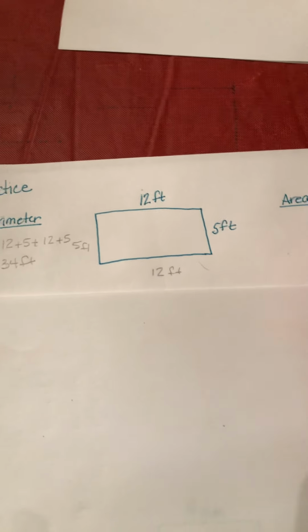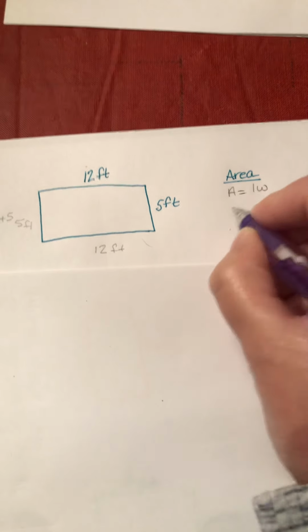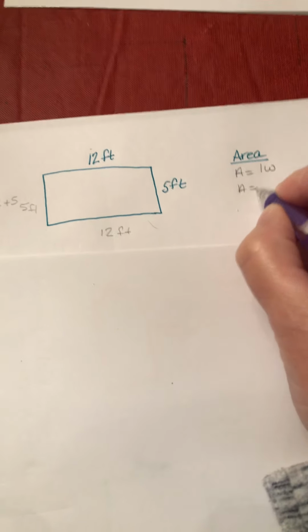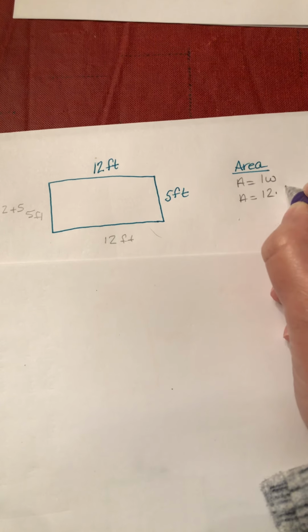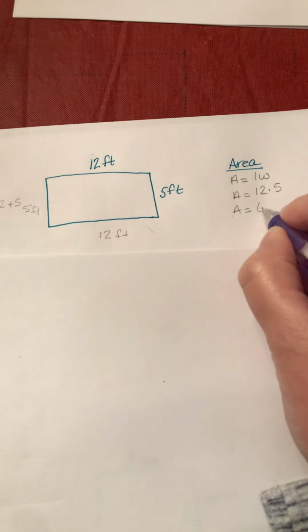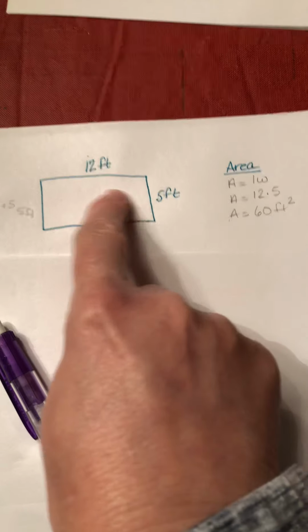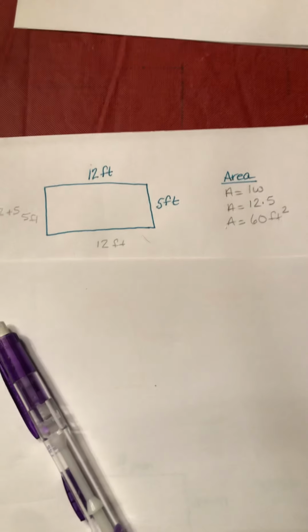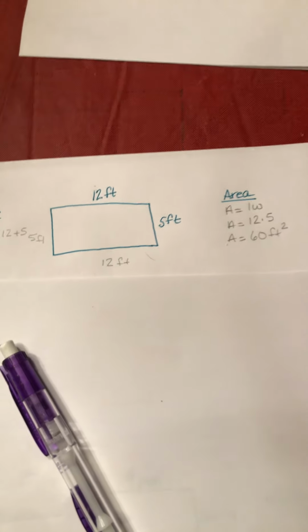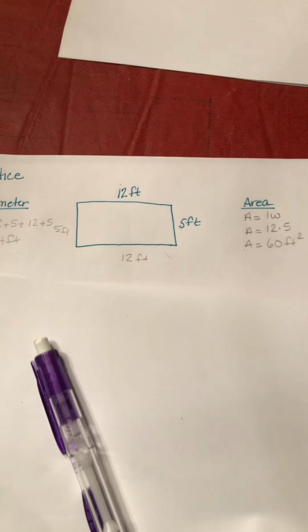Now for area is length times width. Area is equal to 12 times 5. So your area is 60 feet squared. Because remember, we're talking about the stuff on the inside. All those little squares that we can get on the interior of our figure. All right, so now let's look at our second example.